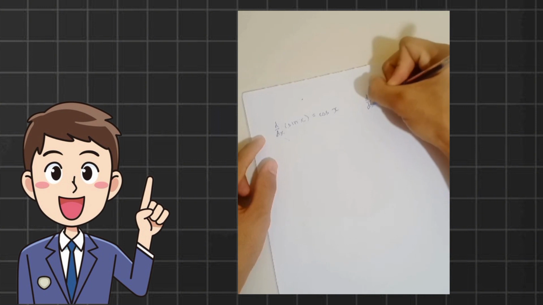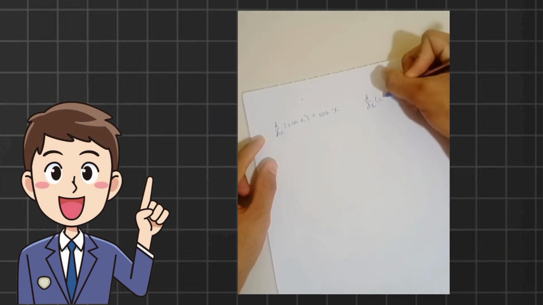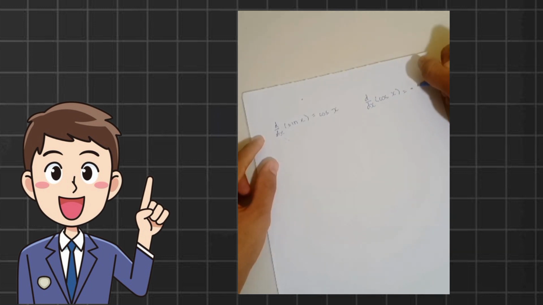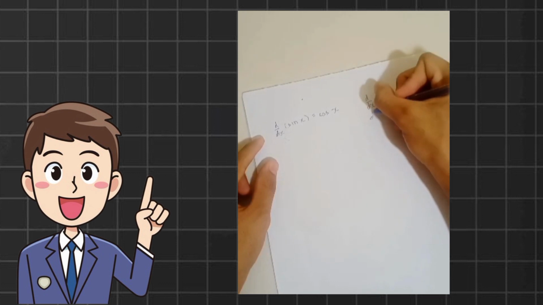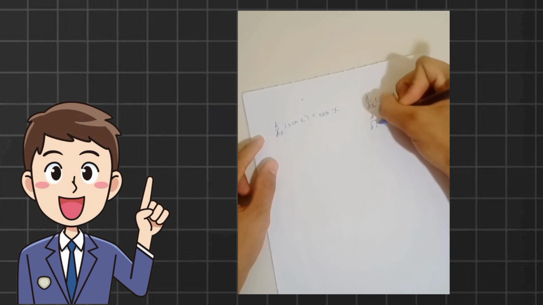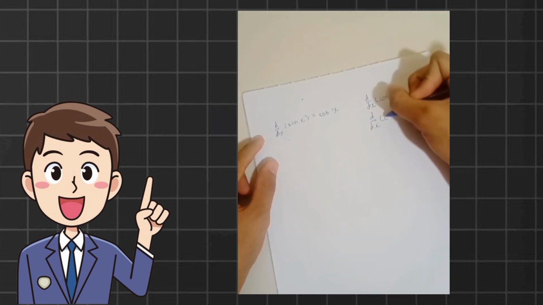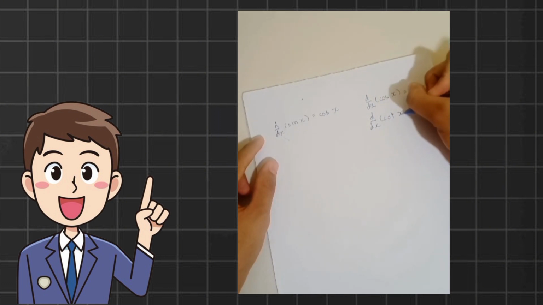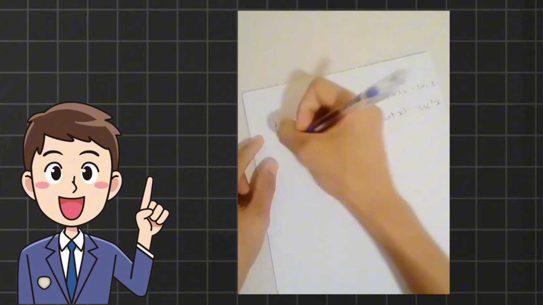Derivative of cosine x is equal to negative sine x. Derivative of cotangent x is equal to negative cosecant squared x.